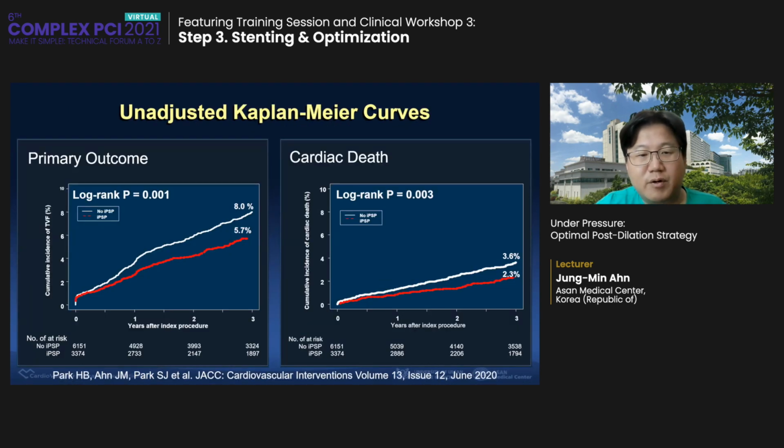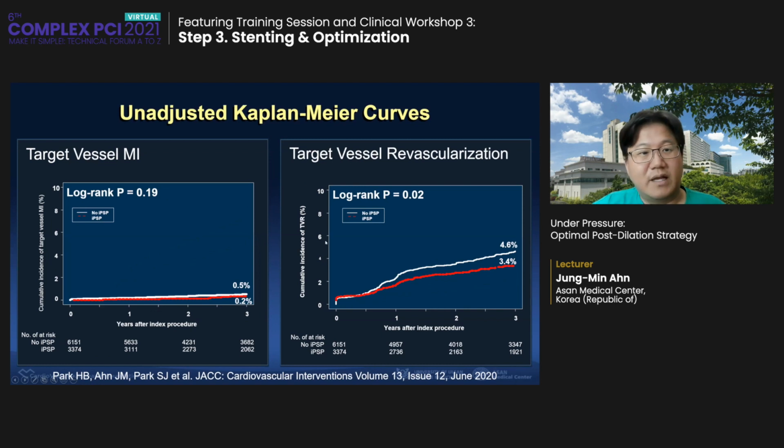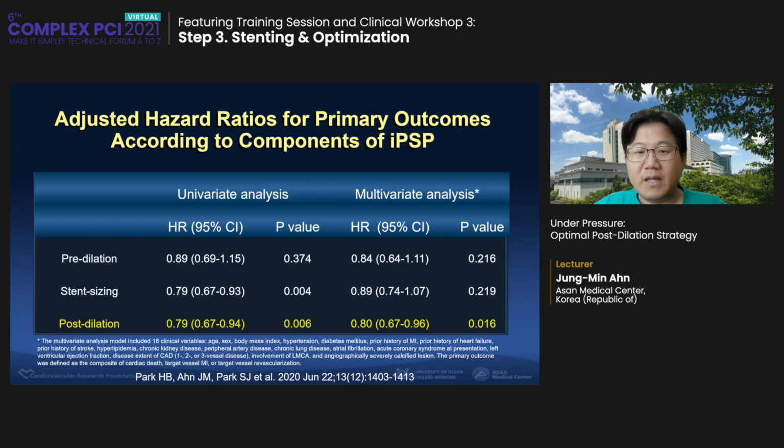Compared with the no IPSP population, the IPSP group showed a low risk of the primary endpoint of death, MI, and repeat intervention, and a low risk of cardiac death and target vessel MI. There is no difference because of very low incidence, and target vessel revascularization was lower in patients with IPSP. Of those three components, post-dilatation is the significant predictor for primary outcomes. Only pre-dilatation and stent sizing by IVUS are not independently associated with outcomes.